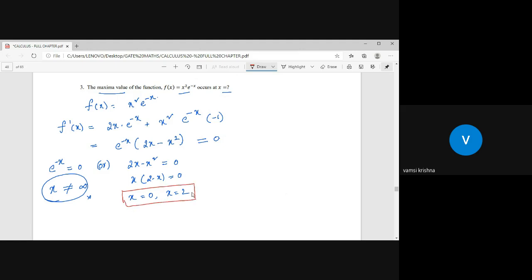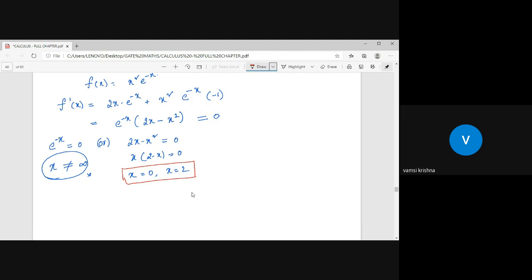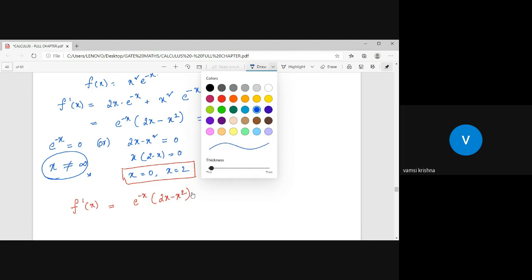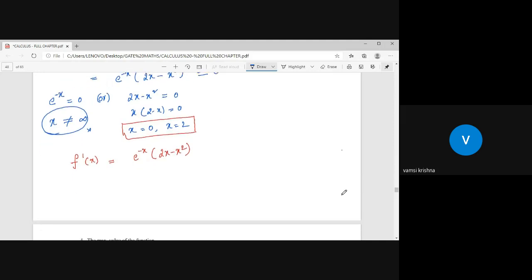Now let's start the second derivative. Yes, sir. To find f double dash of x, first we need to simplify f dash of x. Given f dash of x is equal to e power minus x into 2x minus x square. This is the f dash of x we have. For this f dash of x, we need to find f double dash of x.